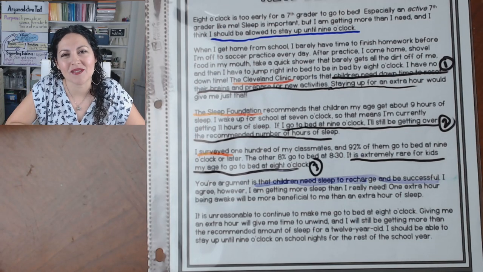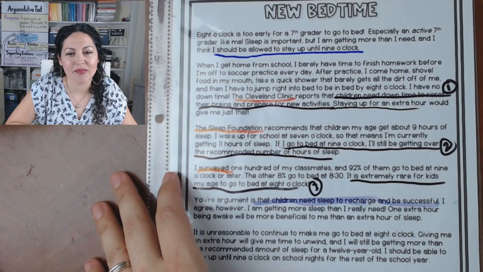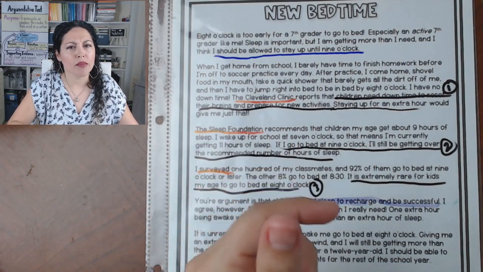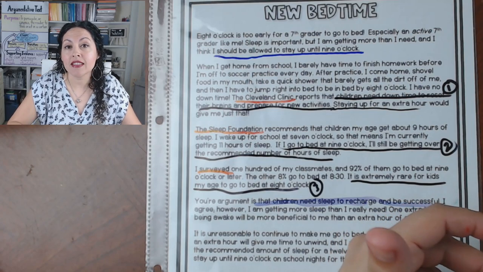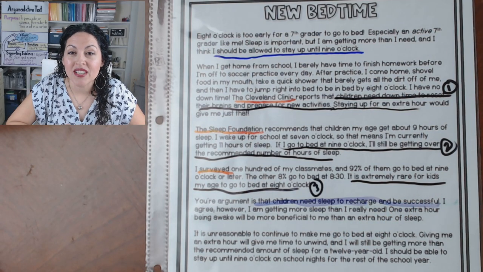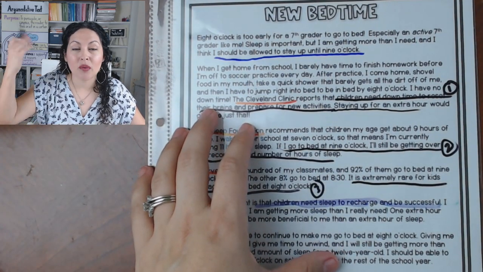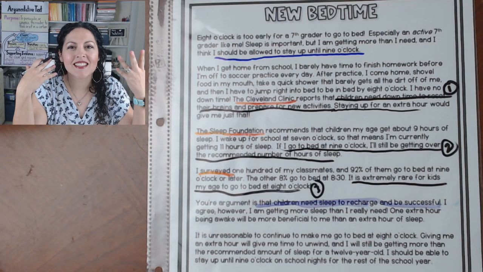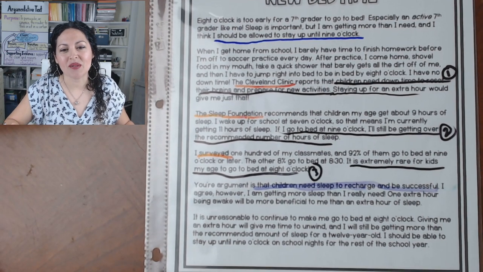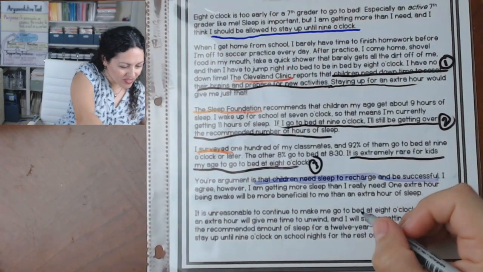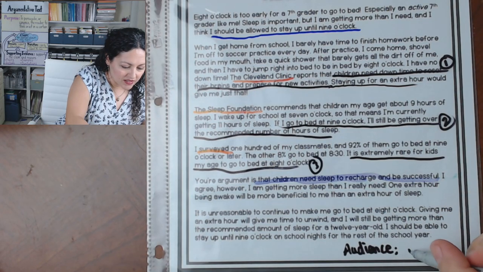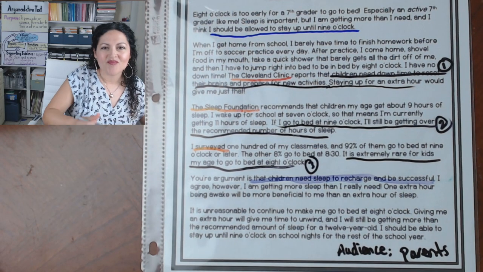Audience, who is this piece written for? Who can actually give him permission to go to sleep a little bit later than what he has been? Yes, his parents. So is it directly stated in here? Is he saying, mom and dad, 8 o'clock is too early? No, he's not. We're having to infer, right? We're taking what we have read in the text with what we already know about being kids. We're putting those together and saying, yes, it's his parents that he's reaching out to. His parents are the audience. Okay, so audience, the parents, his parents. Okay, well, there you go.